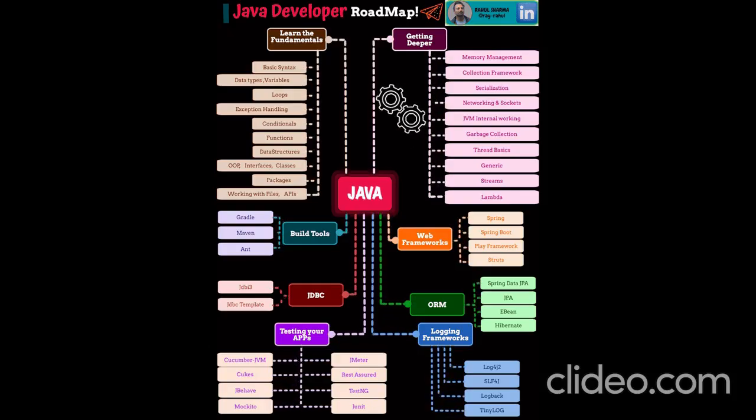15. What is the difference between shallow copy and deep copy? A shallow copy copies object references, while a deep copy creates a full independent copy of nested objects. 16. What is the default value of instance variables? Java automatically initializes instance variables to default values, like 0 for int, false for boolean, and null for object references.